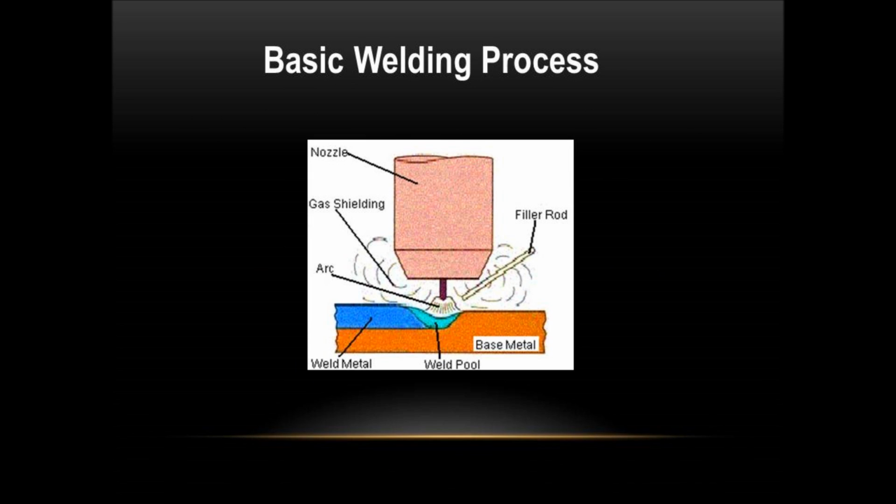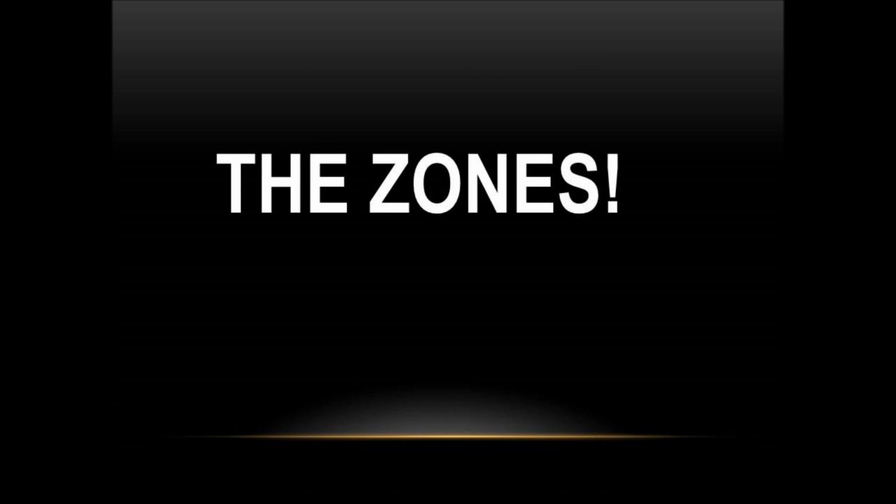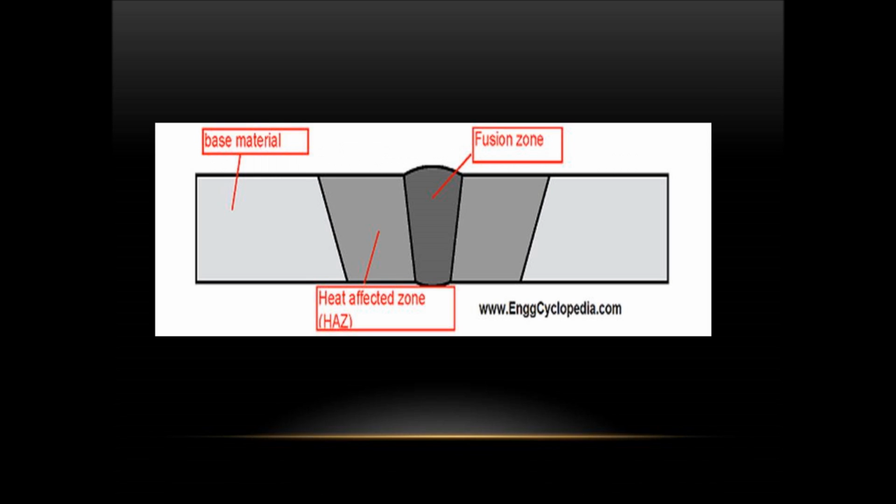The basic welding process fuses two pieces of metal together with the aid of a filler material. This happens at extremely high temperatures, and you get zones. The zone in the center is the fusion zone. This zone occurs with the liquefaction of the base metal in addition with the filler material.